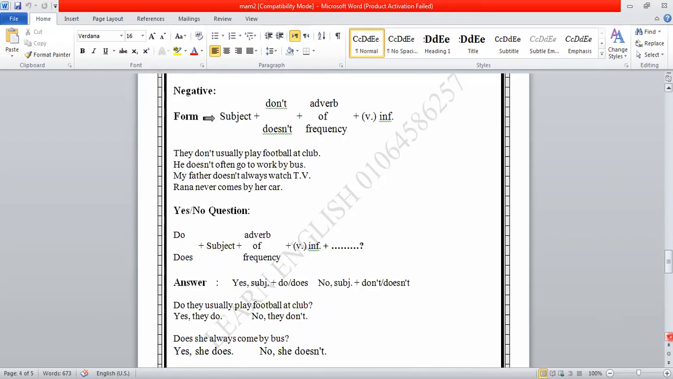The second part of the present simple is the negative form. We use the negative form like this: we put the subject at the beginning of the sentence, and after that we use don't or doesn't. We use don't with the pronouns I, we, they, or you, and we use doesn't with he, she, it, or any singular noun.